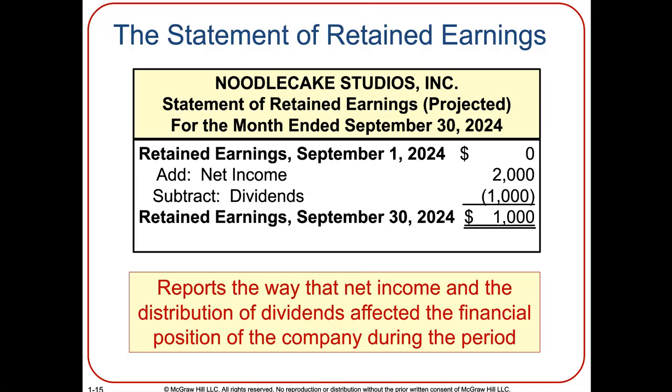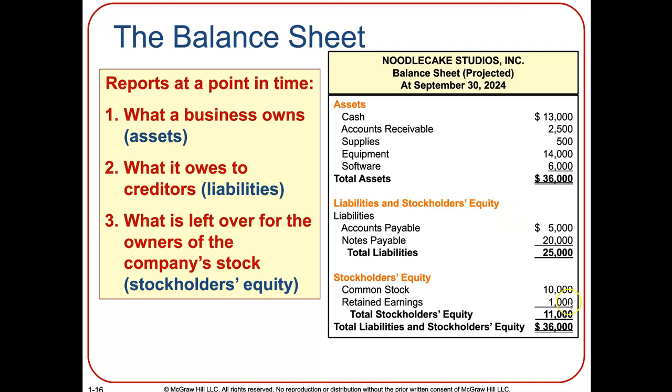You with me? You see how that's working? So this ending is going to be next month's beginning, or next year's beginning. Okay. All right, so now notice what happens is that $1,000 right there that we just calculated now gets pulled into the balance sheet right here, right down here at the bottom in the stockholders' equity area. Okay, so you see why those have to be done in that order, right?